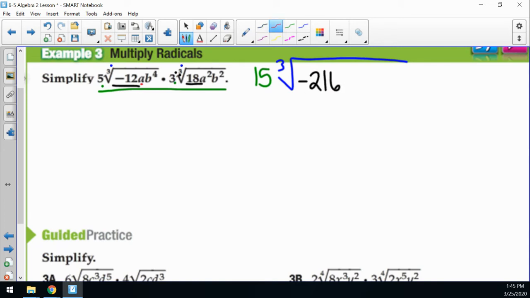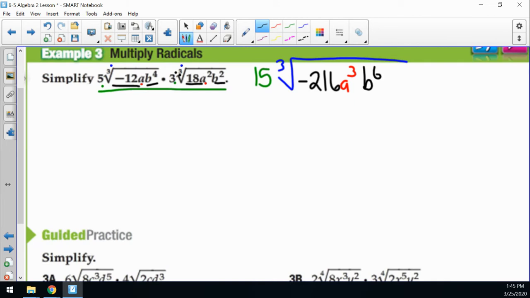Then I have a to the second, which would be a to the third. And finally I have b to the fourth and b to the second, so that's going to be b to the, think about it, is it power to a power? Are we adding or multiplying? And the answer is we're going to be adding these. So this is going to be b to the sixth. 4 plus 2 is 6.